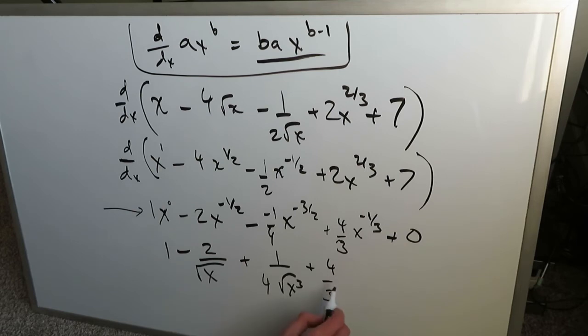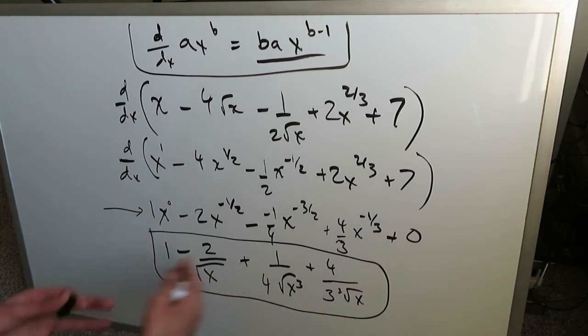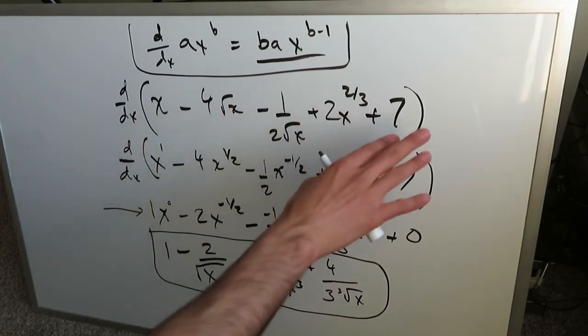Let's look over here. 4/3 x to the power of minus 1/3 is the same thing as saying cube root x, and then plus 0 is nothing. We don't even bring that up. But here represents your final derived value, or the derivative with respect to x for this function over here.